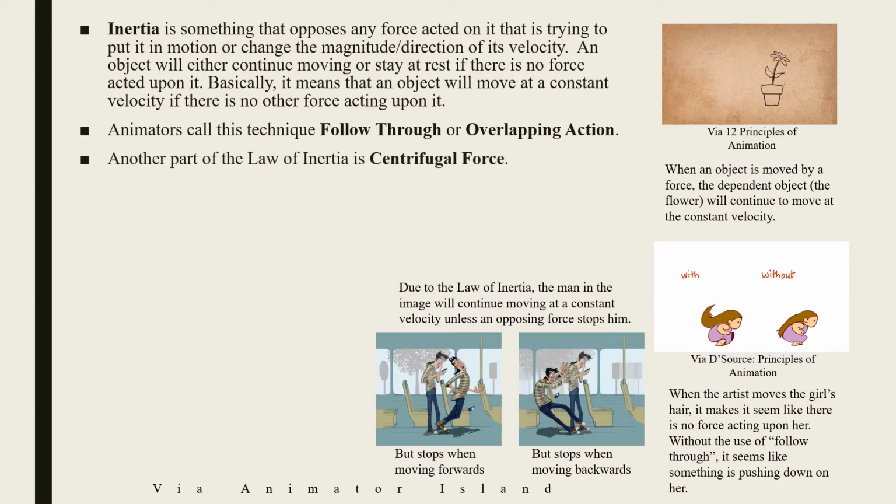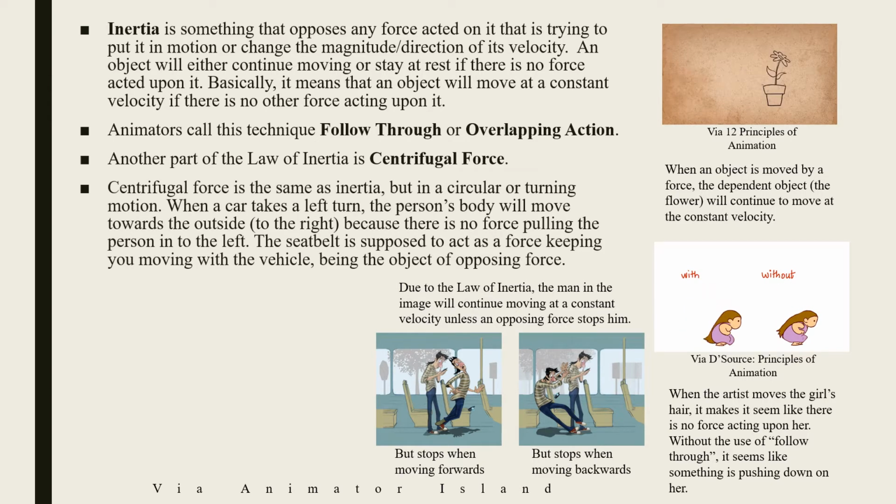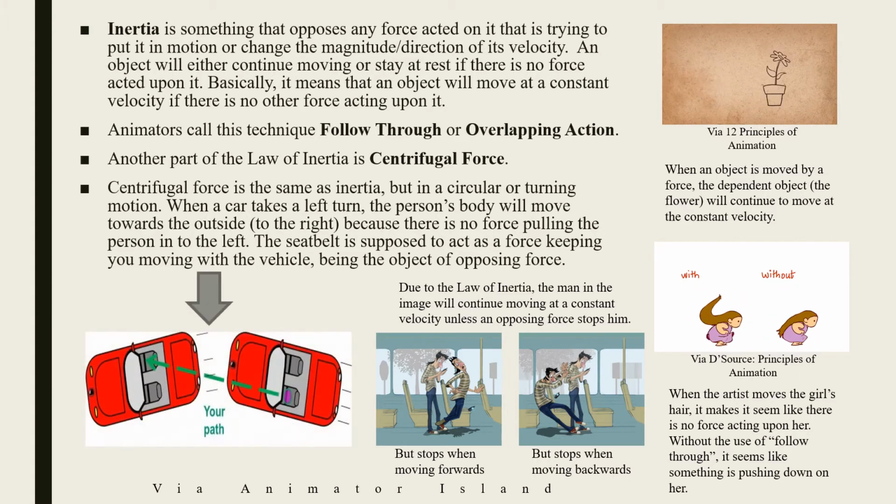Another part of the law of inertia is centrifugal force. Centrifugal force is the same as inertia, but in a circular or turning motion. When a car makes a left turn, the person's body will move towards the outside, or to the right, because there is no force pulling the person to the left. The seat belt is supposed to act as a force keeping you moving with the vehicle, being the object of opposing force. For example, here is an image of how that works down here.